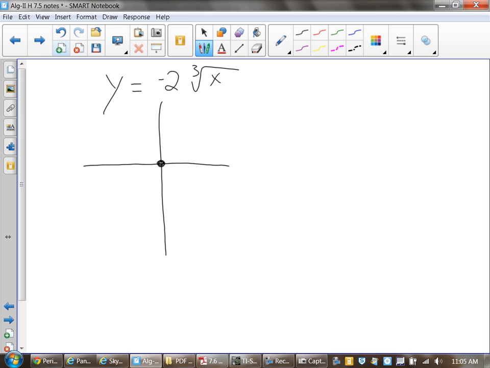Then we get to this part. What's the cube root of 1? 1. What's 1 times -2? -2. What's the cube root of -1? -1. What's -1 times -2? 2. So, it's just going the other direction. Is there a restriction upon your domain and range? No. Nope, it's all real for both of them.